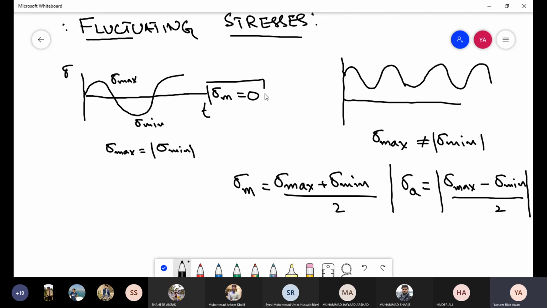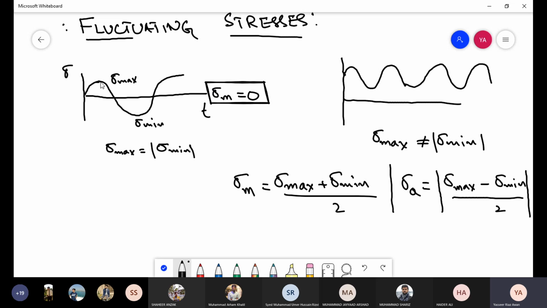Okay. So we didn't use this term, the mean term, but in all of these cases, looking at all the problems, the forces were from plus 10 to minus 10 or plus 28 to minus 28. So that means the mean load was 0. So this characterized all those cases.